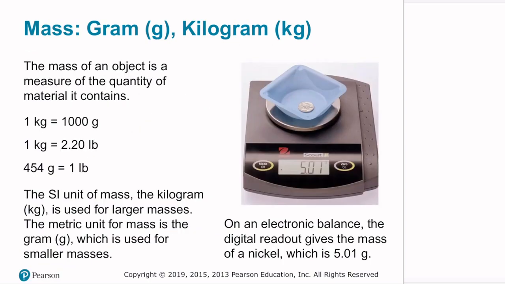The base unit for mass is the gram in the metric system or the kilogram in the SI system. 1 kilogram is 1,000 grams or 2.20 pounds. 1 pound is 454 grams. We may use grams, kilograms, or even milligrams to measure masses. And we can convert between different units knowing different conversion factors.